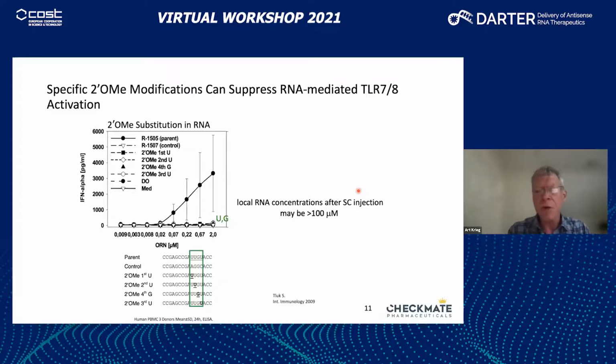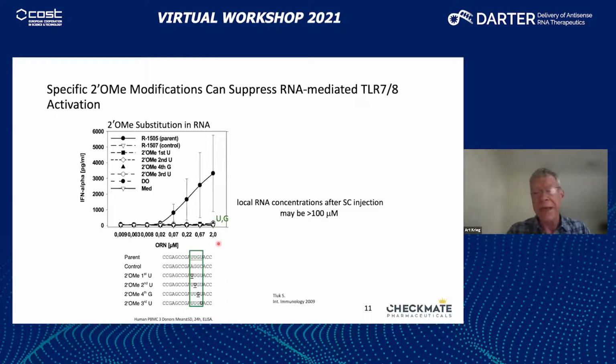What does it look like once you start to modify nucleic acids? So this is looking at just 2'-methyl substitution in phosphorothioate RNA, where the parent sequence here, the 1505 sequence, has a motif, UUGU, which is a very good activator of TLR7 and TLR8. And this is in a human PBMC assay where you're measuring interferon production. And that sequence induces strong interferon response. We're looking here, the highest concentration reached is 2 micromolar.